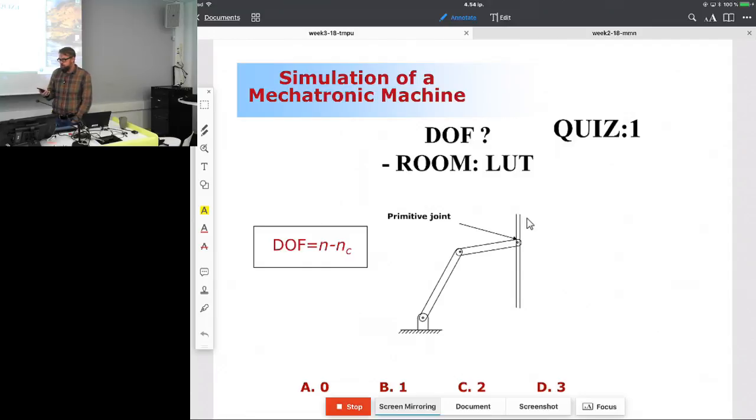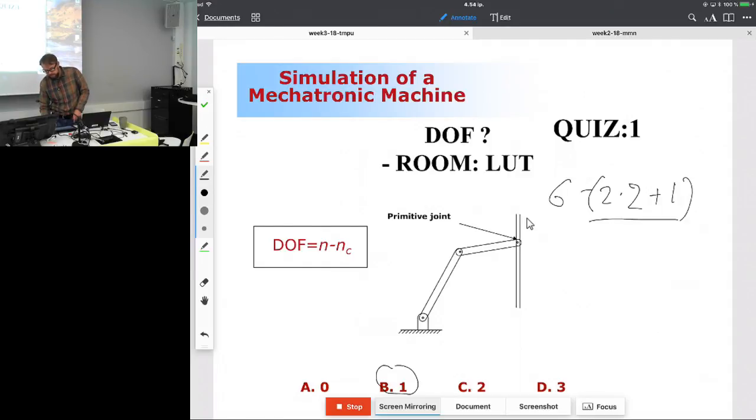6% say that it is 2 degrees of freedom. 1% is saying that it is 3 degrees of freedom. So the correct answer is 1 degree of freedom. Where is that coming from? So we have 2 moving bodies. How many generalized coordinates? 6. 6 generalized coordinates. Then I have some number of revolute joints. How many? 2. Then I have 1 primitive joint. What's that? 1. That's 5.